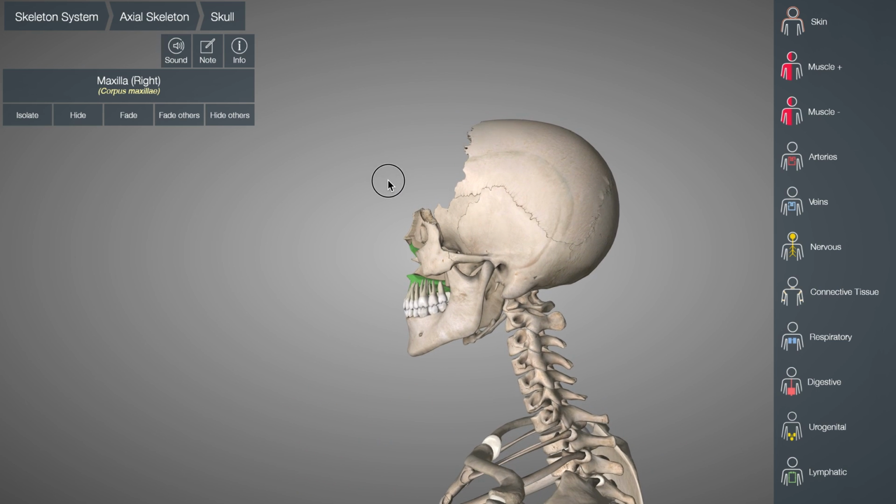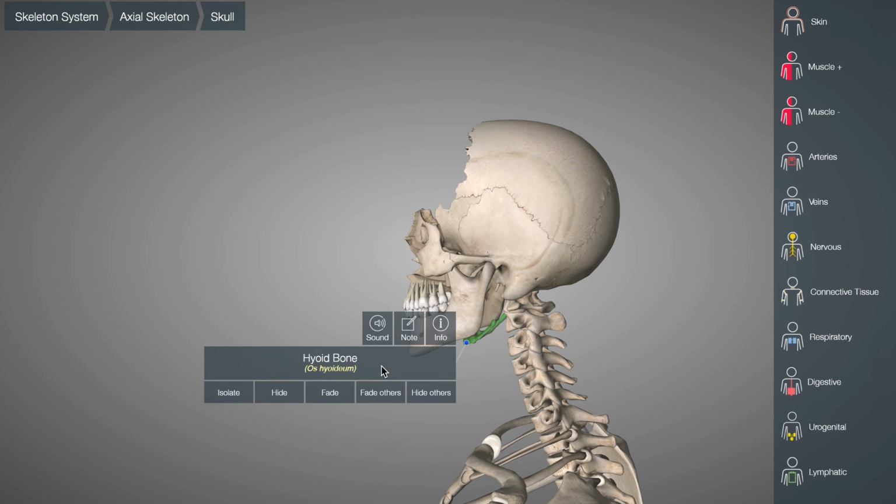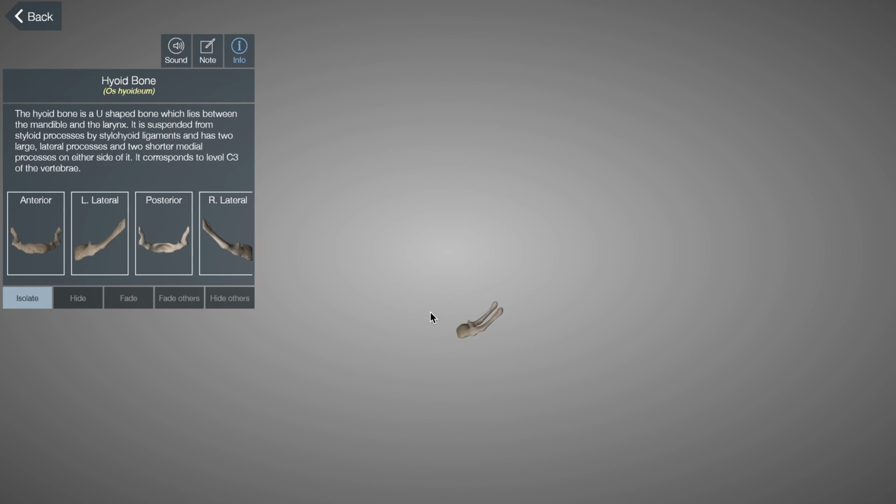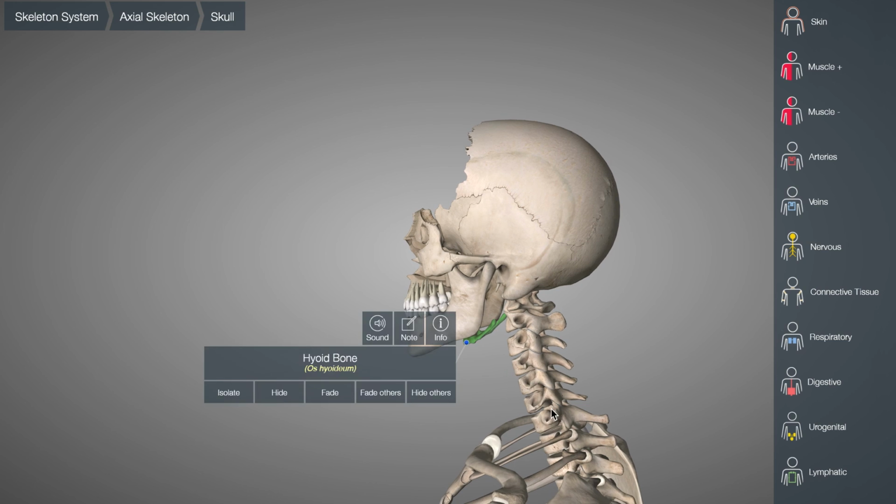We also have one last bone, which is called the hyoid. Let me go ahead and isolate that. Okay. So this is between the mandible and the larynx, and it's right up around the C3 level of the vertebrae. It has these two horns. They're called the greater horns. And that would be actually one of the last bones that we are looking at.